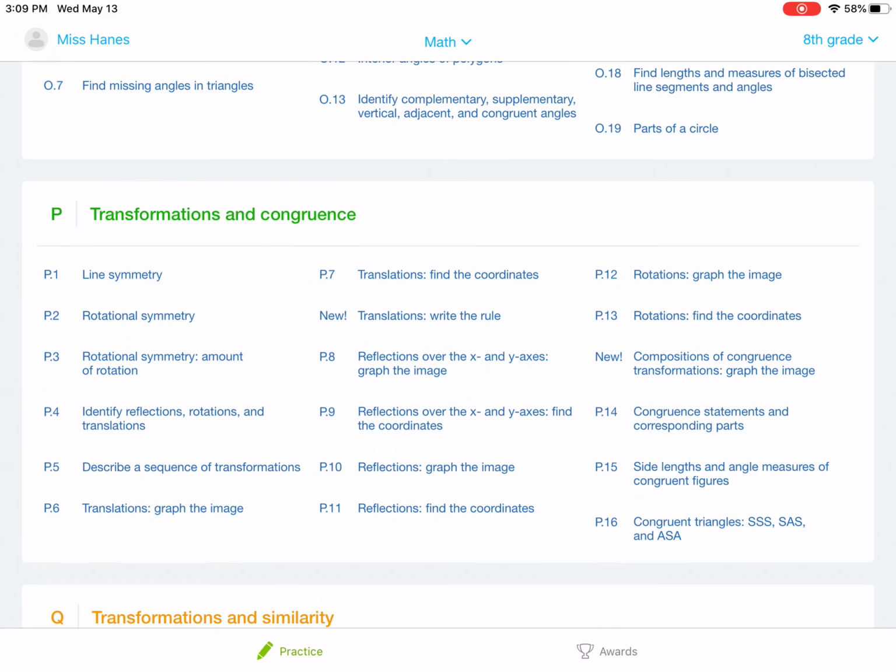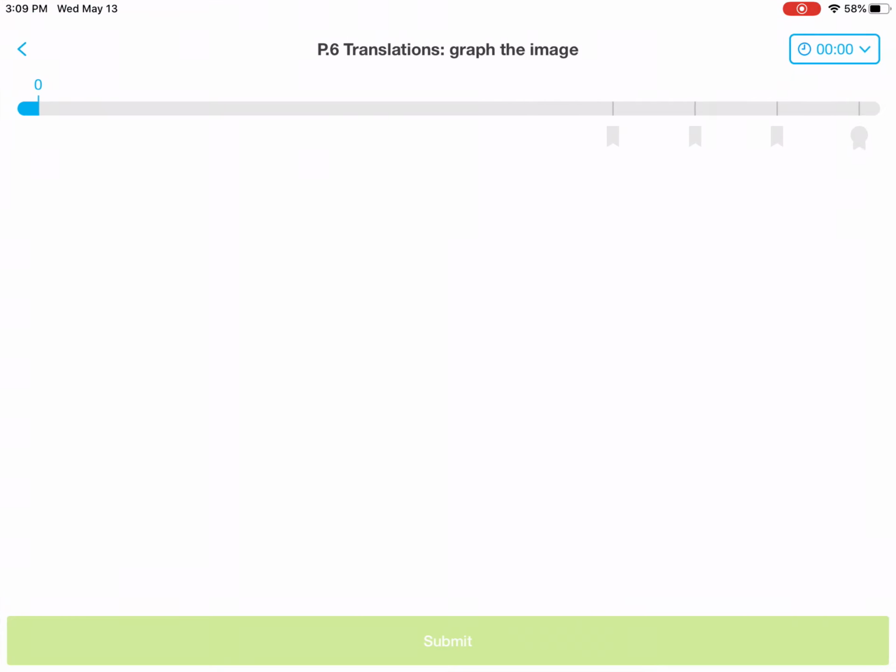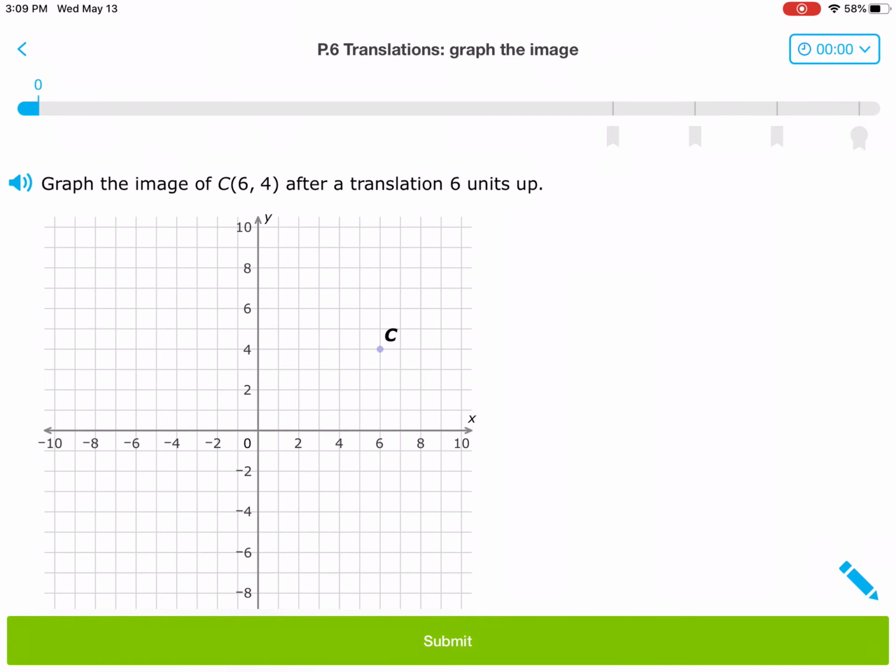The next one we're going to take a look at is translating, P6. Translating. Remember, this is a slide. So it says graph the image of 6, 4 after it's translated 6 units up. So we're taking C and moving it 6 units up. Okay?